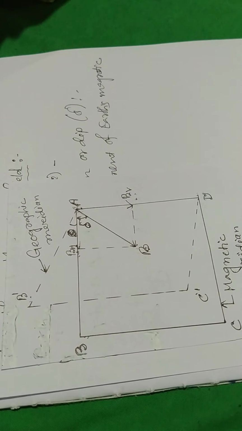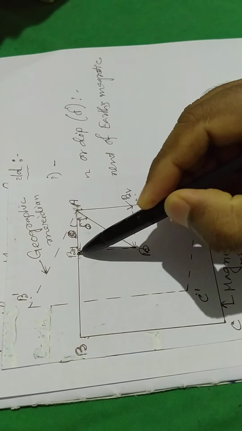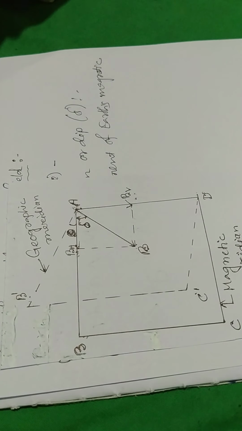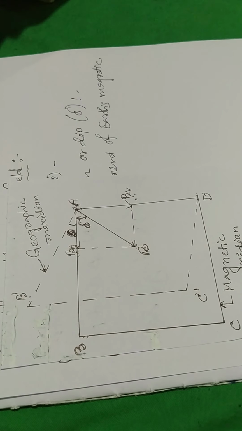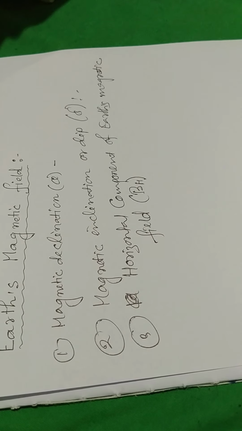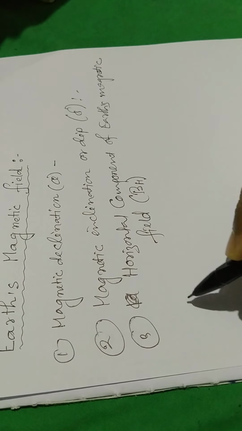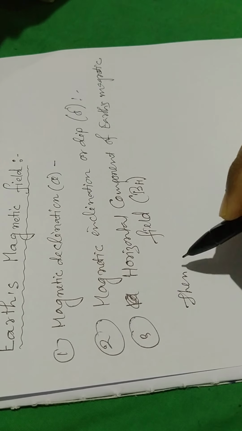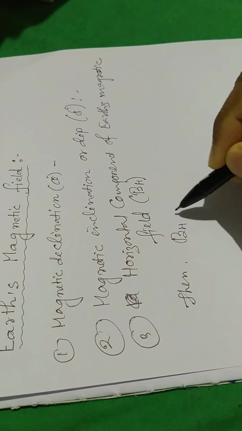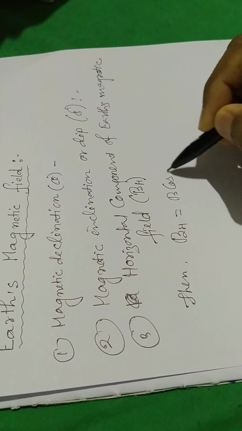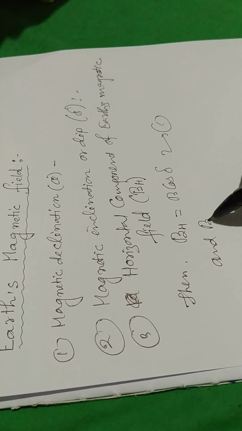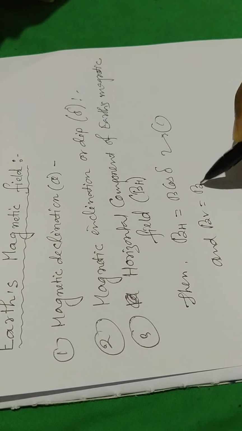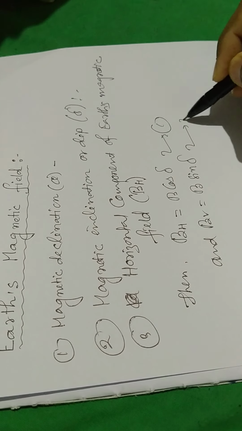In the diagram, BH is the horizontal component and BV is the vertical component of the intensity of the magnetic field of the Earth. Then we can write BH equal to B cos delta, and BV equal to B sin delta.